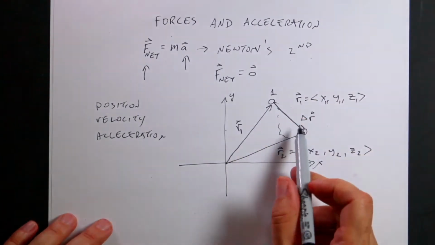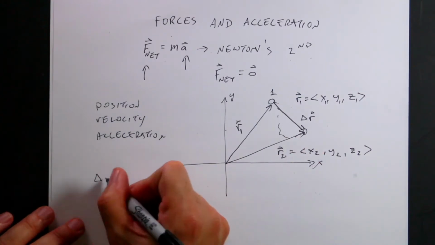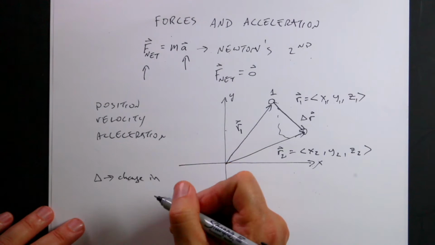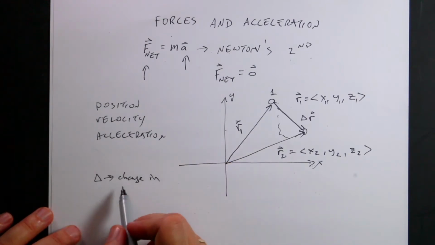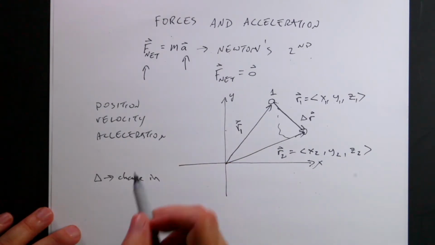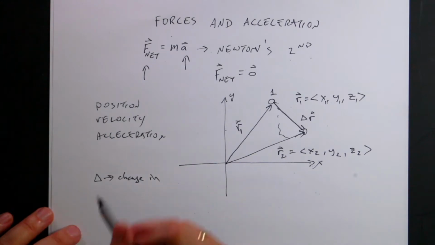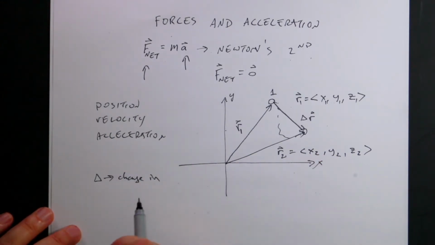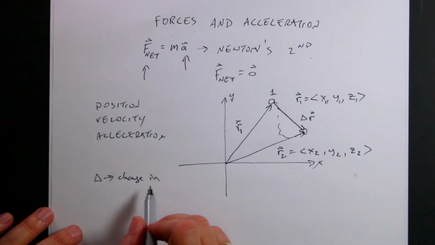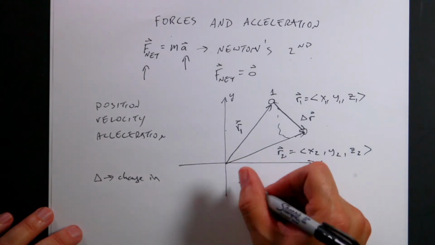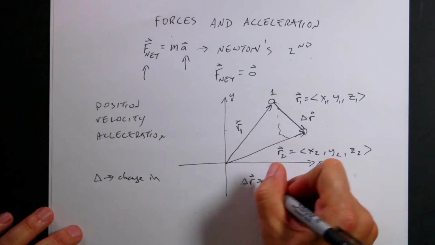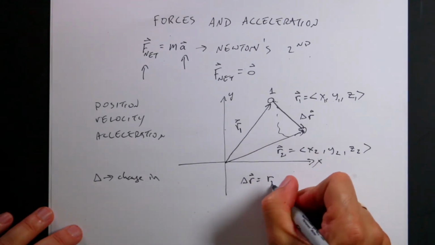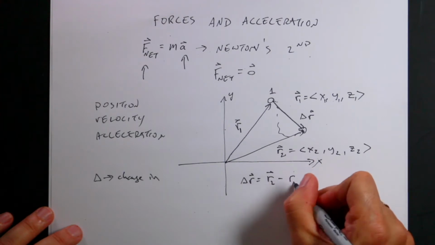In physics, delta means change in. That symbol, the Greek capital delta, means change in. Whenever you see delta, that means change in. We're going to learn some Greek letters just for fun. So this means change in R. Delta R is always going to be final minus initial. So the final position R2 minus the initial position R1.